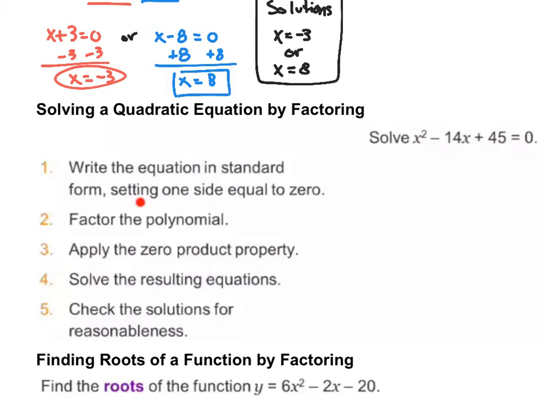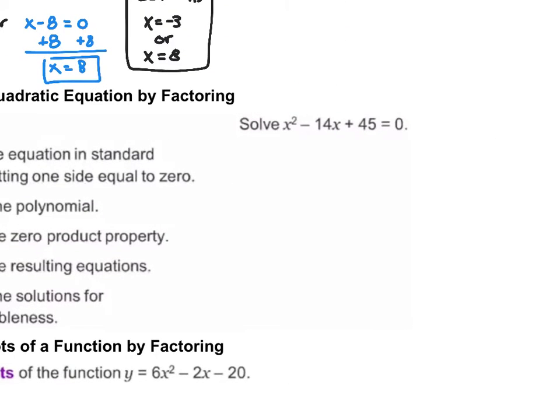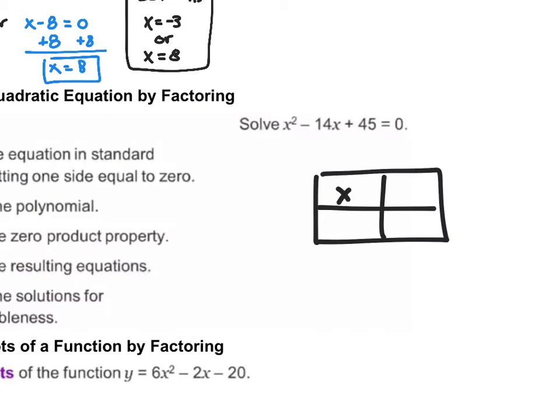The next thing we want to do is factor this. I'm just going to go ahead and use the box method real quick and factor this polynomial. So I've got x squared, I've got positive 45, and I want to get negative 14x out of that. Two numbers that multiply to x squared is just going to give me x and x. Two numbers that multiply to 45, but when they add together, they need to give me negative 14. So when I factor that, I'm going to put a minus 5 here and a minus 9 here.